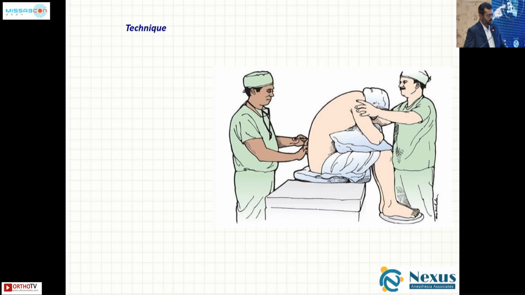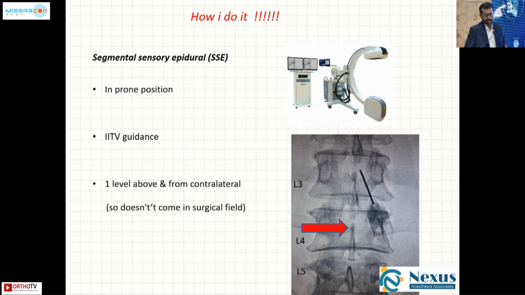In routine epidural anesthesia, we do it in the sitting or lateral position, and it is a blind procedure. In contrast to the conventional technique, in SSE we do it in the prone position and strictly under the image intensifier. The catheter and needle should be inserted one level above. This is the L3-4 level, this is the 4-5 level, this is the surgical site. We insert the needle one level above and from the contralateral side, so the surgical field is totally clear.